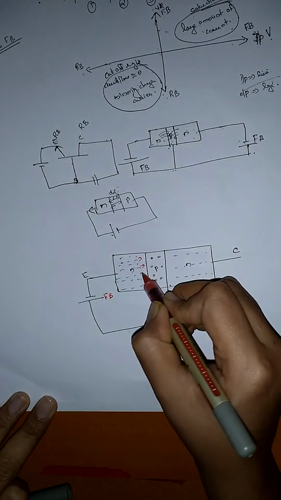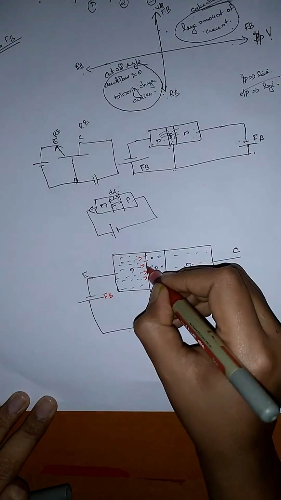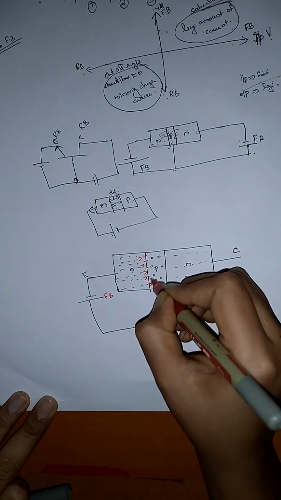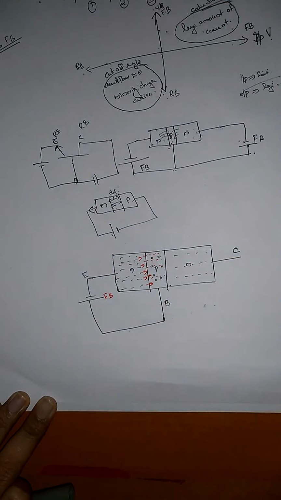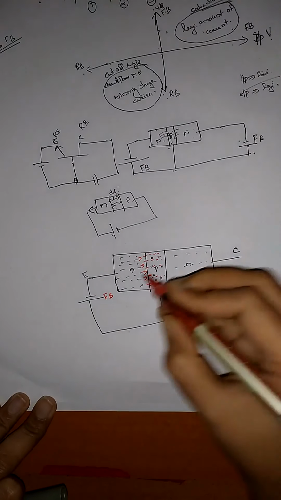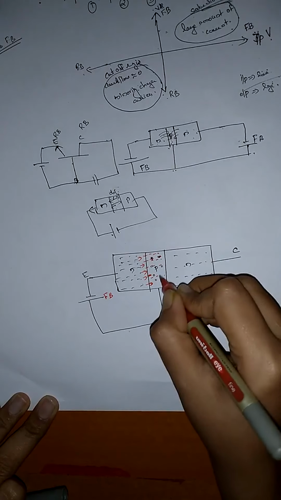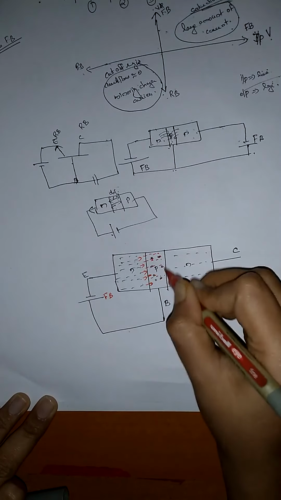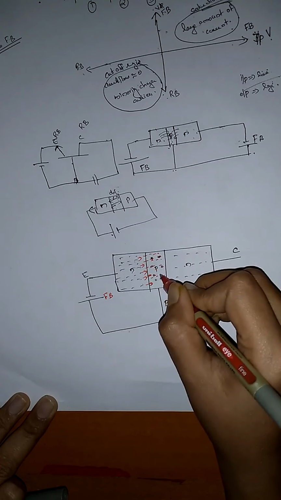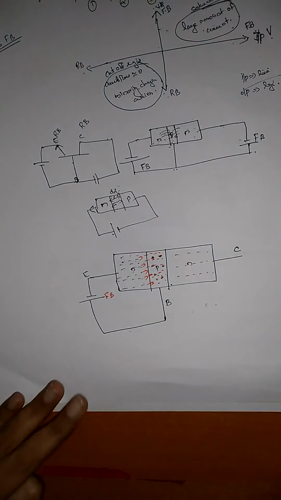So what will happen? The electron will move to this place. That is, the electrons will cross the junction and move to this place when it is forward biased. As a result, some holes are there. These holes will be recombined with these electrons, and some electrons will be recombined by the holes in the base region, but the majority will sustain here because there are no holes for the recombination.